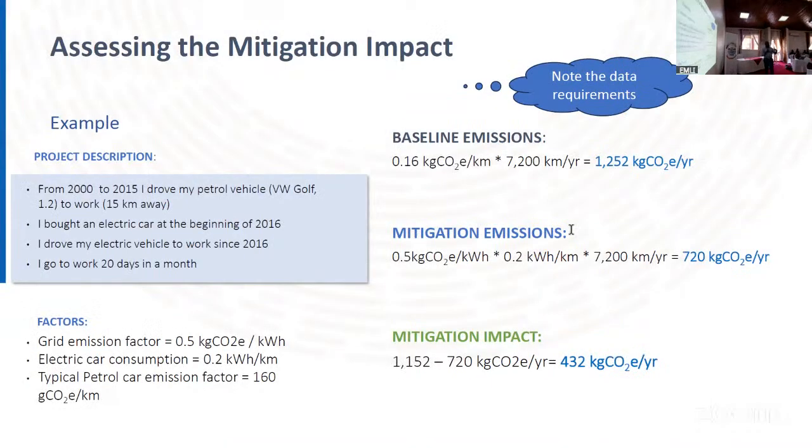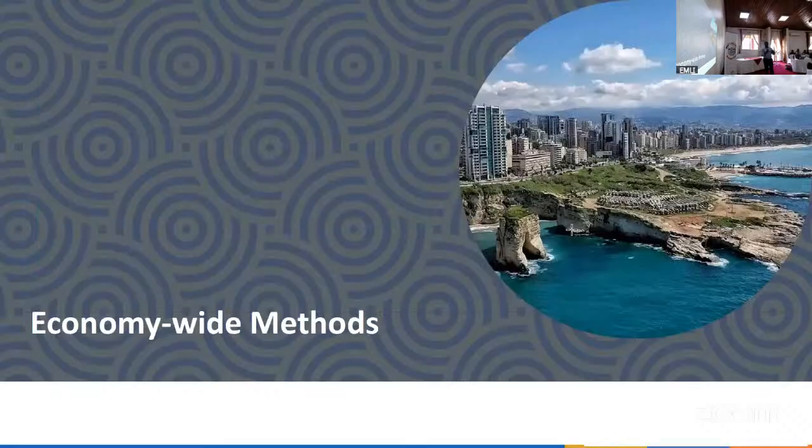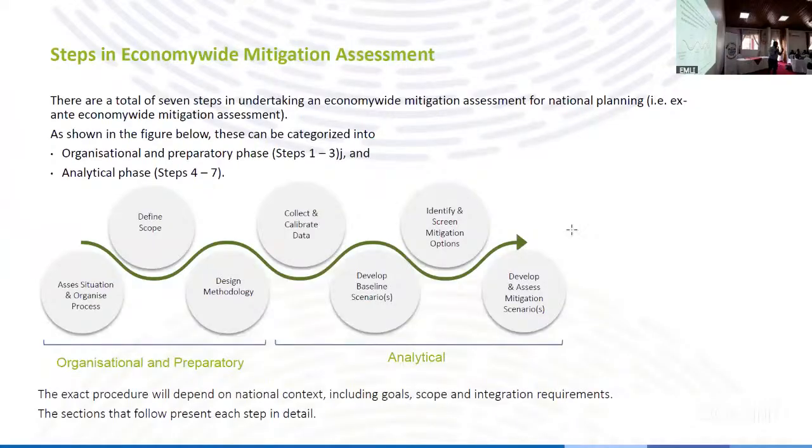Now, of course, we are looking at district level, right? Not individual level, we're looking at district level or even national level. So there's a stepwise approach we use for the economic mitigation assessment. Now, this is a 7-step approach, and it's categorized into two. The first three steps of this are preparatory work, right? The preparatory work for the mitigation assessment, and the other is from step 4 to step 7.